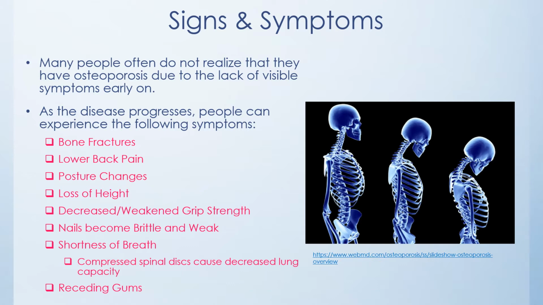But as it progresses, that's when they start to notice, and those symptoms can include bone fractures, lower back pain, posture changes, loss of height. If you see our little guy here, he starts out normal and fine, but then as the disease progresses, he's losing height and his posture is changing. There's decreased and weakened grip strength. Your nails can become brittle and weak.